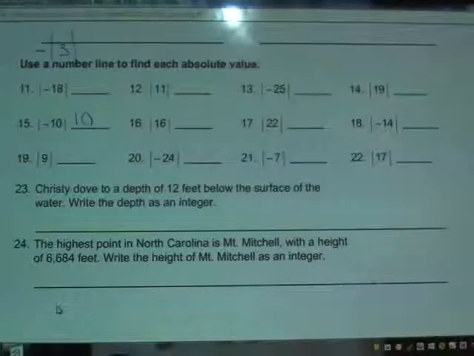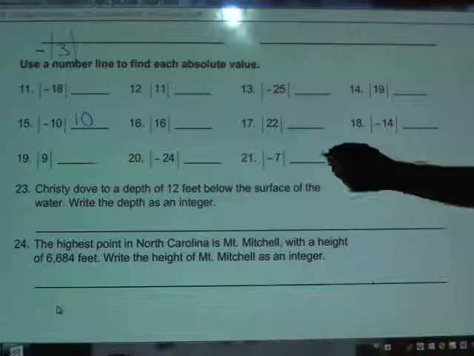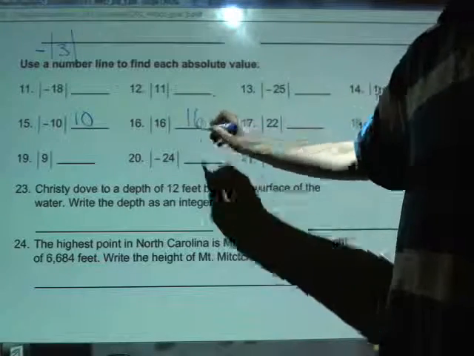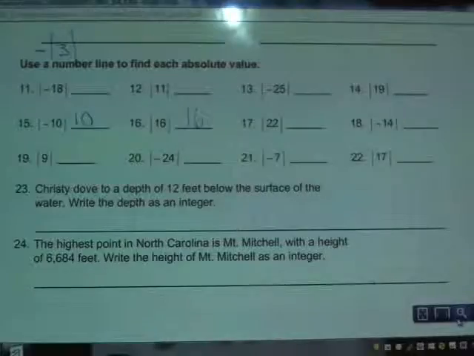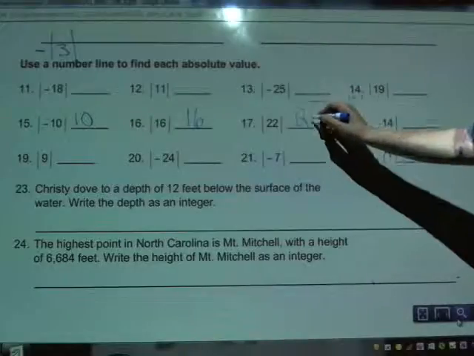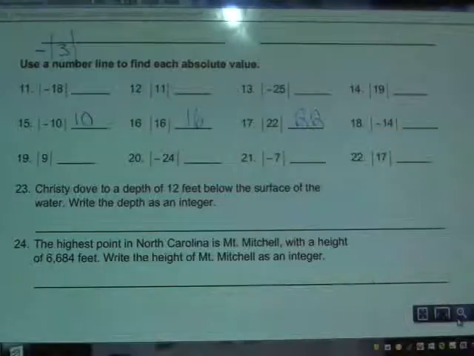So since we've taken care of 15, let's go ahead and take a look at a couple more. 16. And the question they're actually asking us for is the absolute value of 16. Well, 16 is 16 jumps away from 0 on the number line. So the answer there is 16. In number 17, the absolute value of 22. 22 is 22 jumps away from 0 on the number line. So the answer is 22. In number 18, they're asking about the absolute value of negative 14. Well, negative 14 is 14 jumps away from 0 on the number line. So the absolute value of negative 14 is 14.